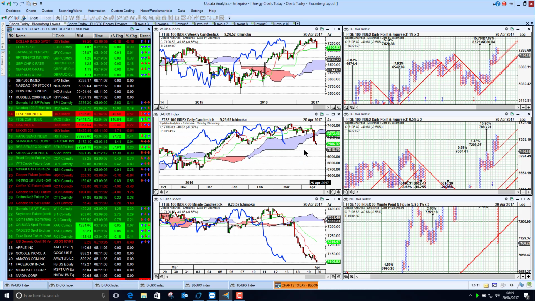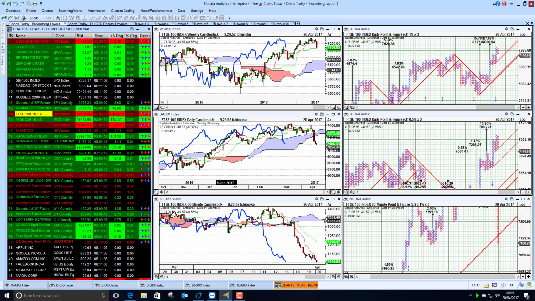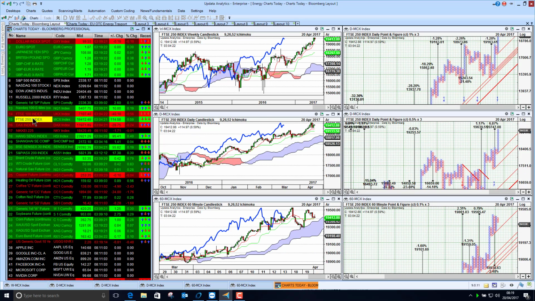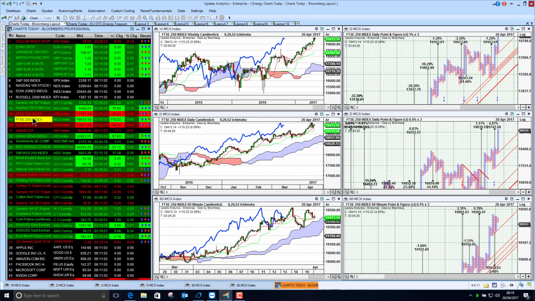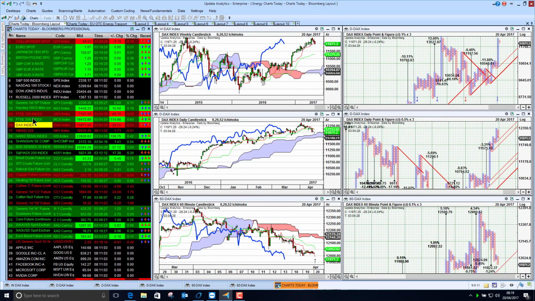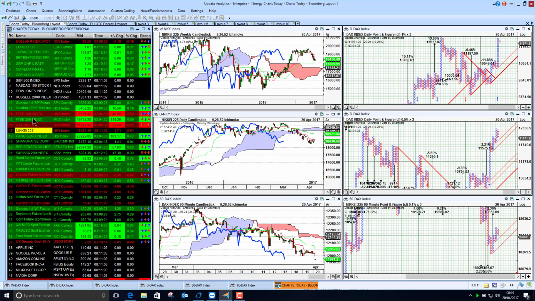FTSE has really had that sinking feeling the last few days. We see how we're making new multi-month lows back to where we were in February, and we'll unwind pretty much all the gains this year on the FTSE 100 if we go much lower. And so FTSE 250 is still holding its strength. This is the sweet spot for the UK market at the moment. And then looking at DAX, we see here that's going lower as well.